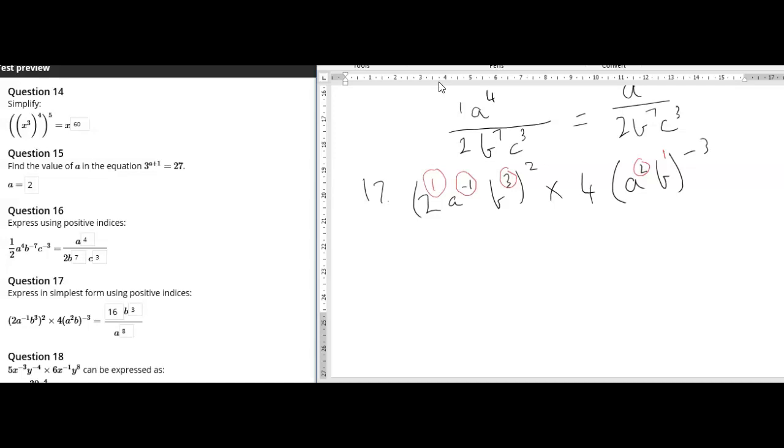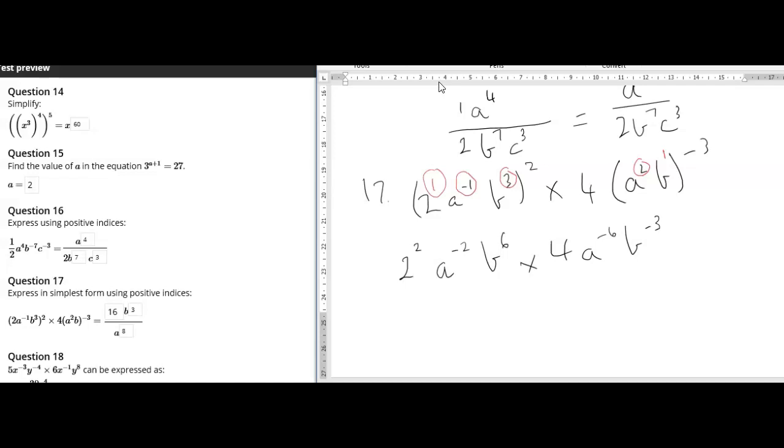Okay, so 2, it's to the power of 1. 1 times 2 is 2. Then let's do a. A to the power of negative 1. Negative 1 times 2 is negative 2. Then b, 3 times 2 is 6. Let's move on to the other one. So we've got a to the power of 2, so 2 times negative 3 is negative 6. And then b to the power of 1. 1 times negative 3 is negative 3.